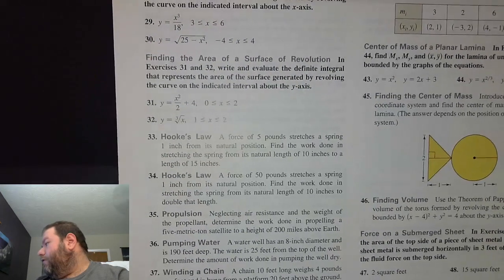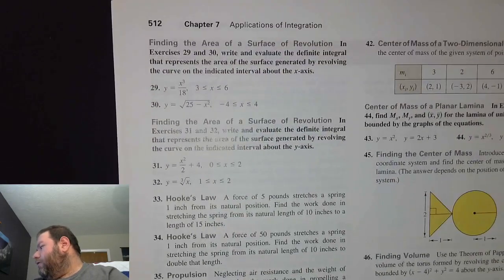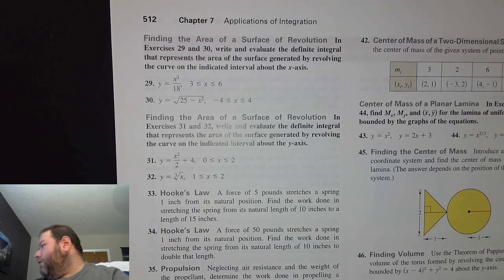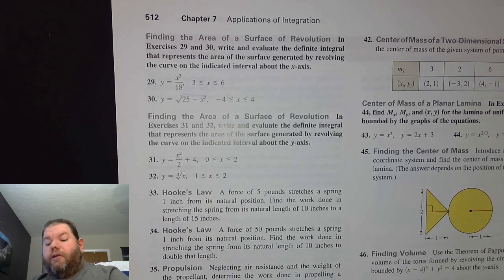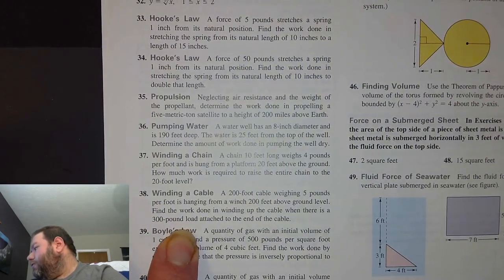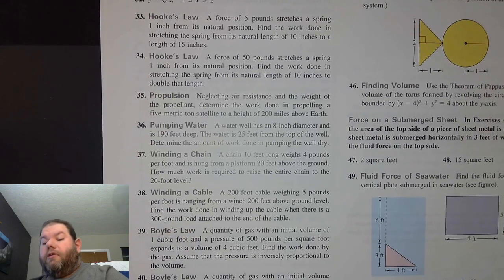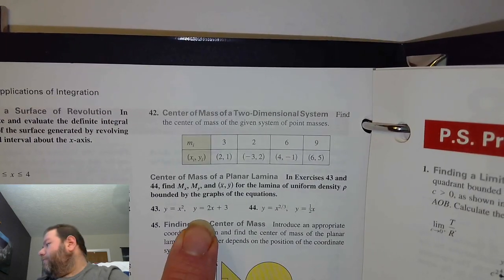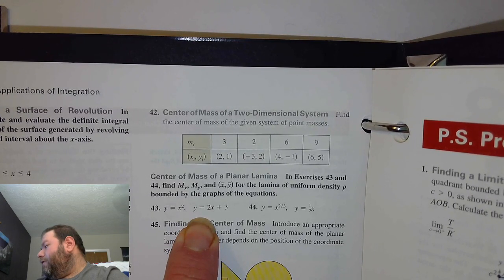33 is on Hooke's law, and then 38 is on winding a cable, and then 43 is the center of mass of a planar lamina.